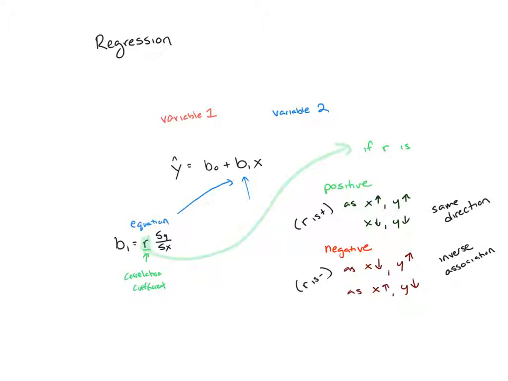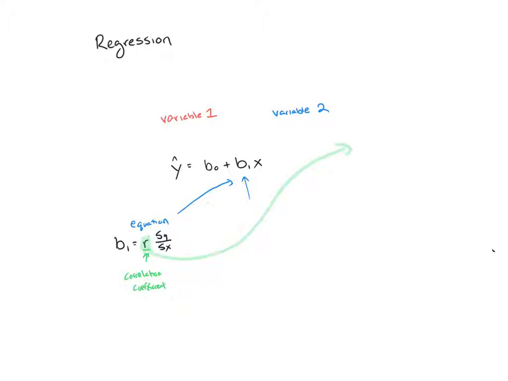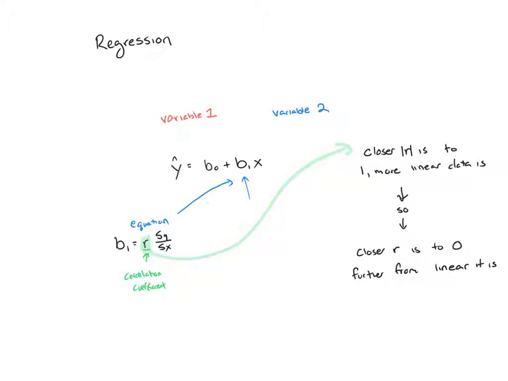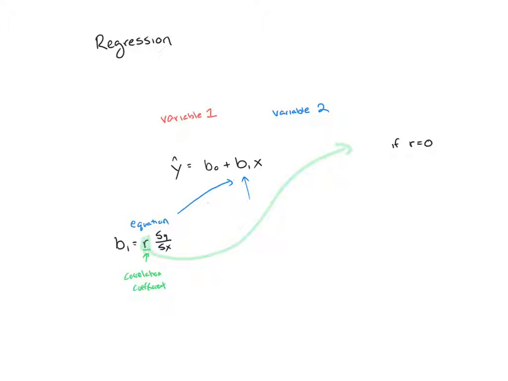There's something else r can tell us, and that is we know the larger the r value, that is 1 or negative 1, the stronger the linear association is, which means the smaller the r value is, the closer it is to 0, the less power that relationship has. An r value of exactly 0 means we have no linear association.